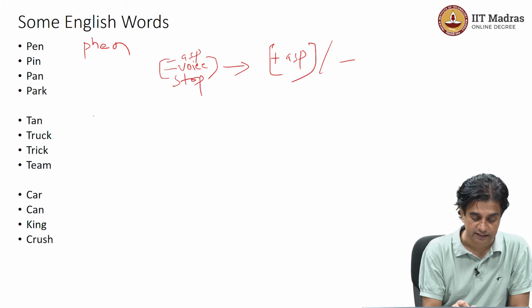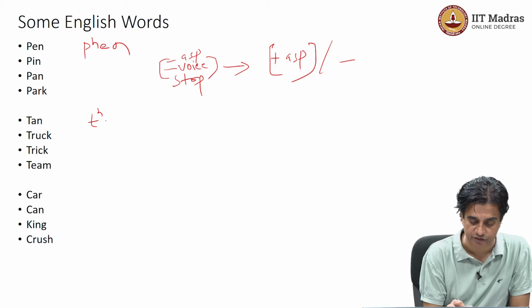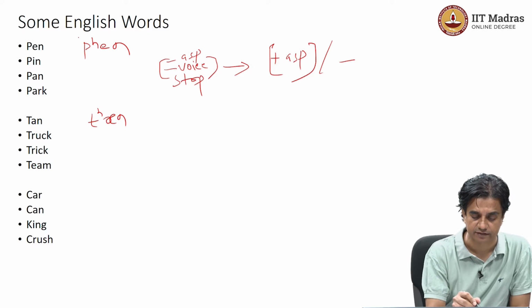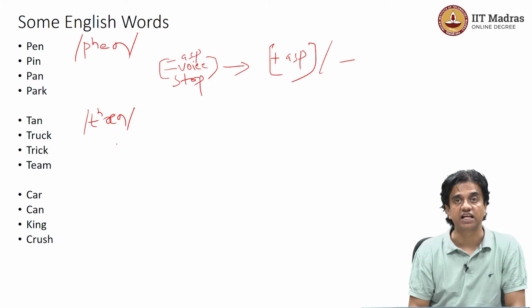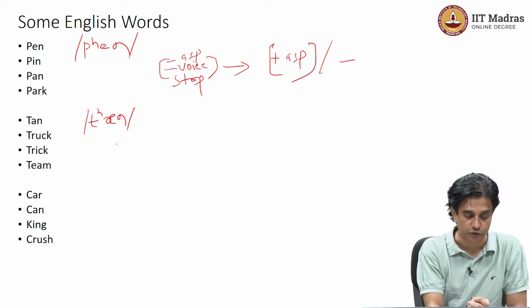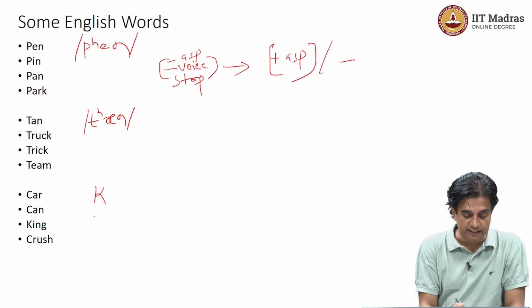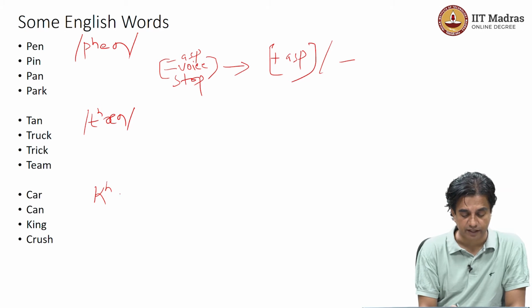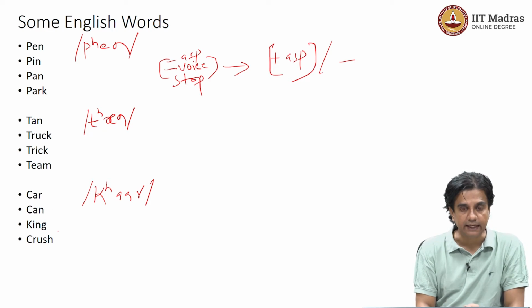In these words, again, because the ta sound is at the initial position of a word, it's going to be aspirated, and these words are going to sound tan, tuck, trick, team. This is what aspiration is. This is what happens to these sounds at the initial position. The ka sound at the initial position will also become aspirated, and it is going to sound like car, can, king, crush.